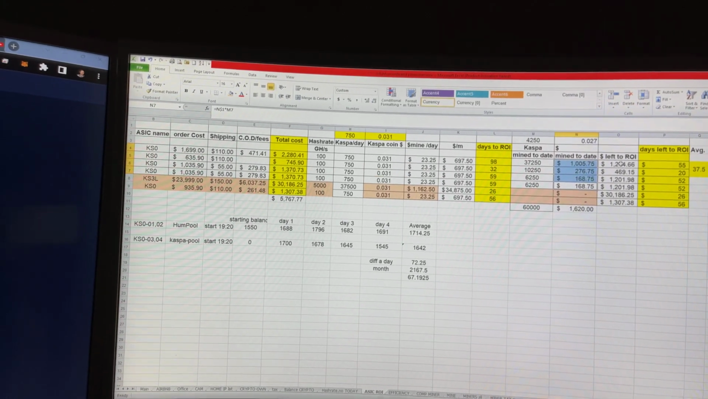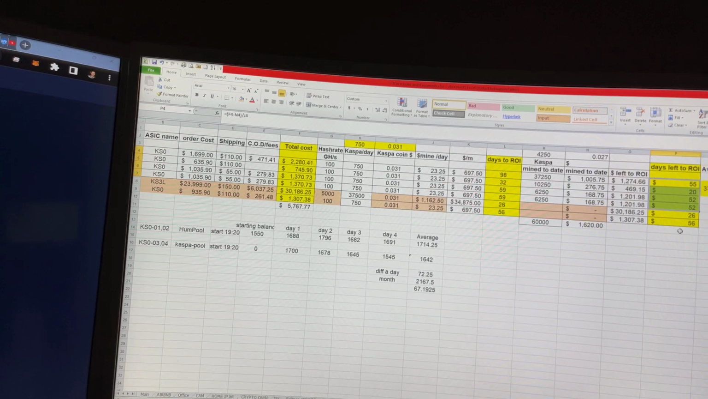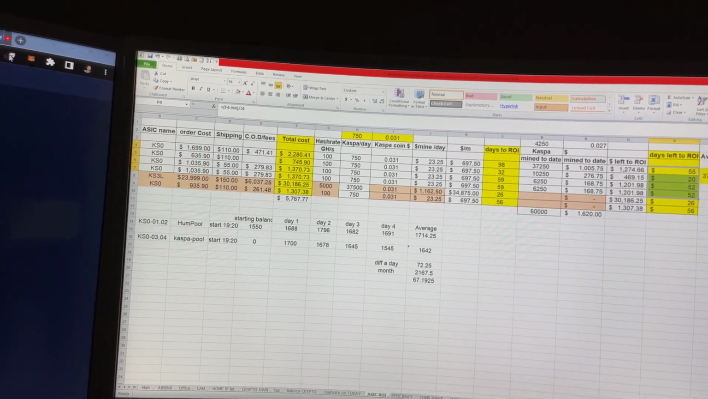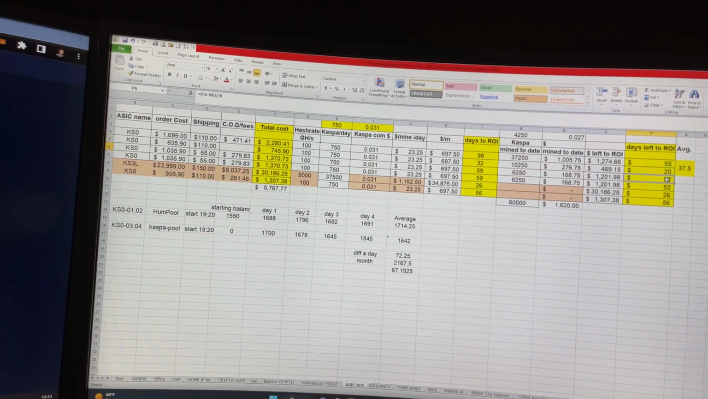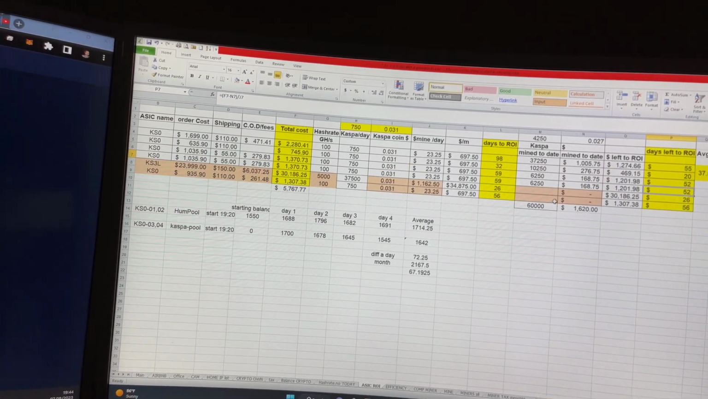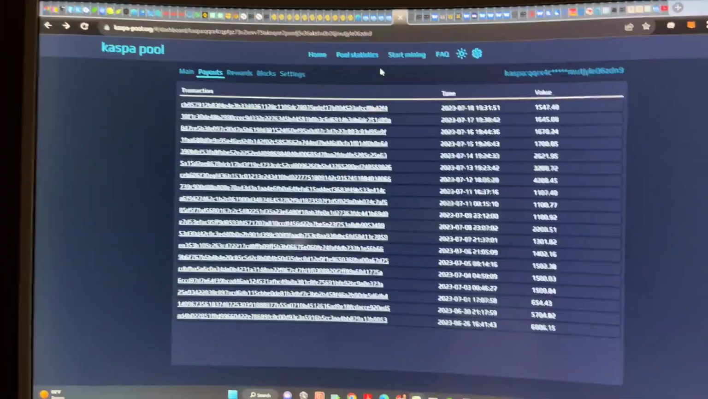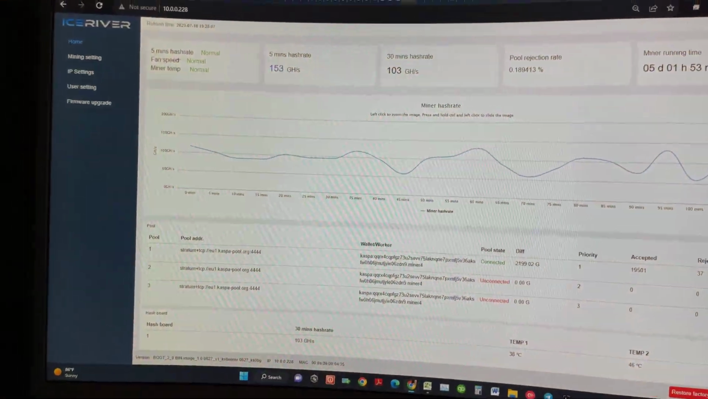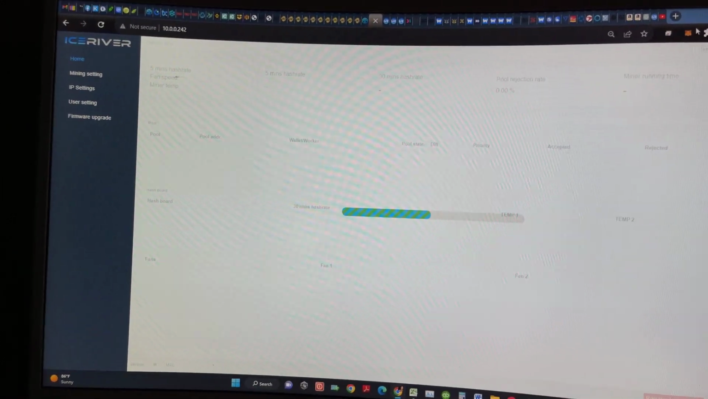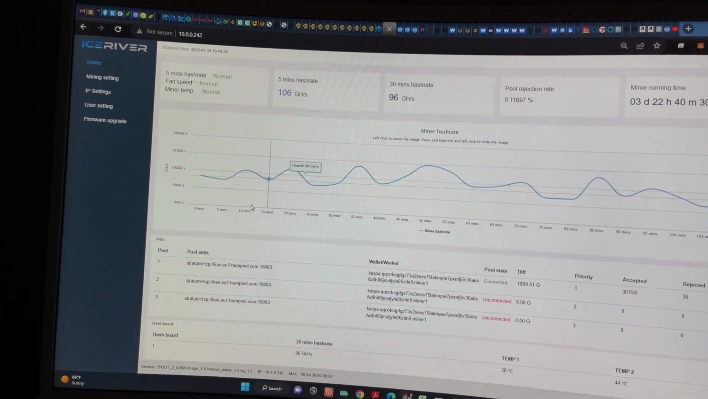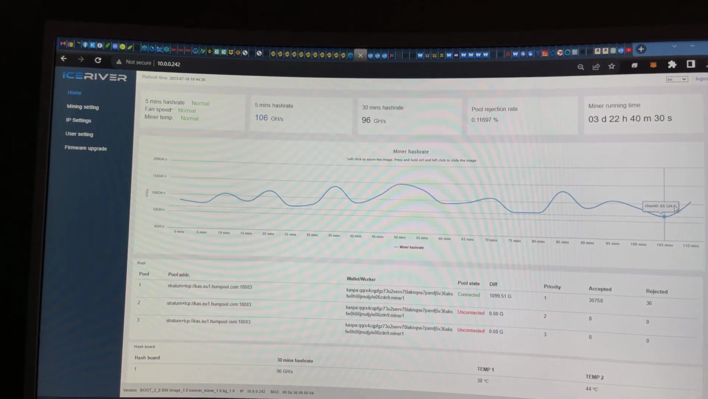And here you can see what's left to ROI. That's about the same as we had before, which means the decline is about the same, guys, as it was before. And we are getting less Kaspa every day. So you can see over here. Let's take a look at my console right here. On the first one, HumPool, yes, it's roughly going up and down here as well.